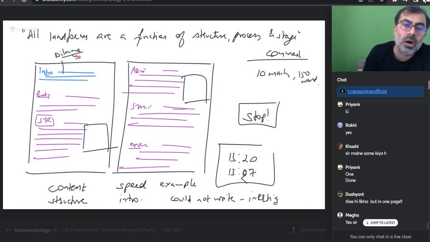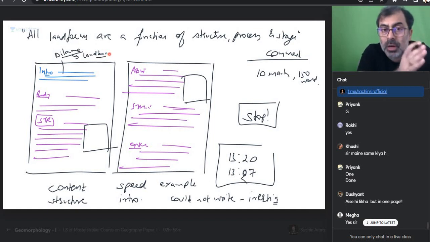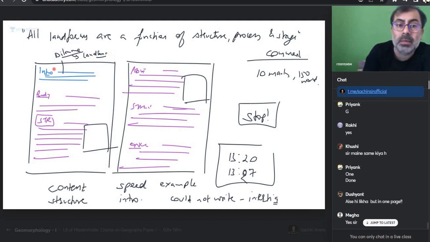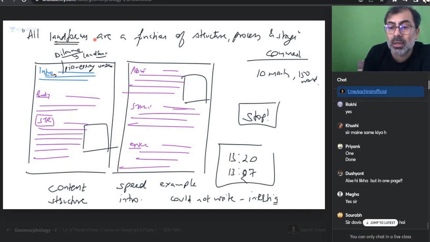So I think the dilemma of how landforms were created. The dilemma of how landforms were created was resolved in the pioneering work of W.M. Davis, where he suggested that all landforms are nothing but a function of structure, process, and stage, as discussed below. That's the introduction. Why pioneering?